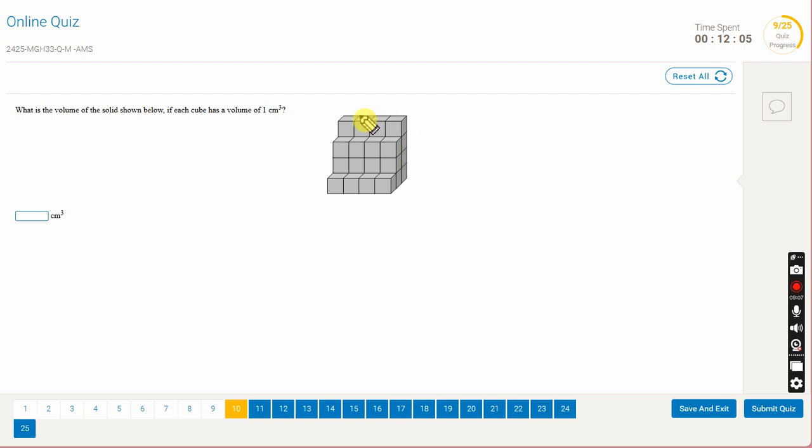So let's check. How many cubes do we have? 1, 2, 3, 4, right? We have 4 cubes. Now how many rows of these 4 cubes do we have? So this is 1, this is 2, and the 1 is at the back, this is 3, this is 4, this is 5, this is 6, 7, and 8. So you have 8 rows, and all of them had 4 cubes in them, right? So that is your volume. That's how you calculate the volume. You can just count the cubes.